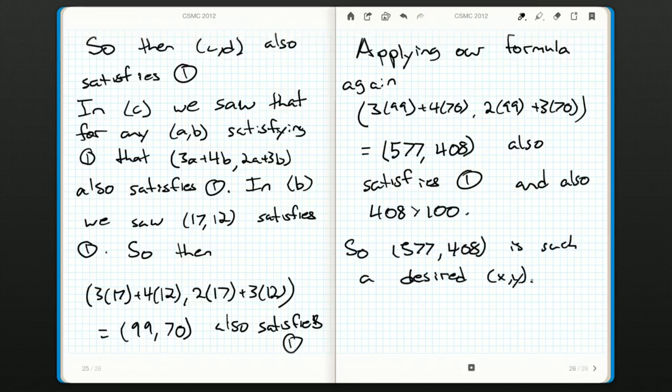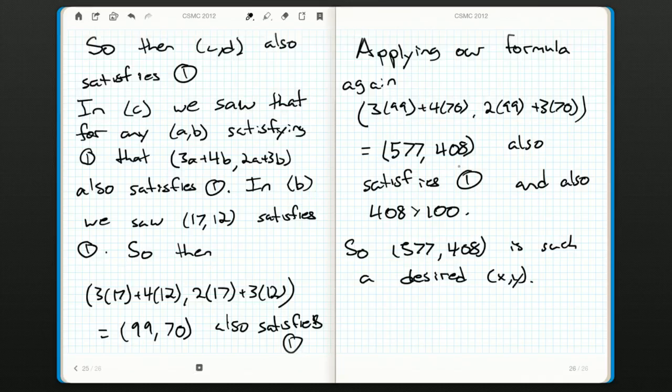Okay? Notice that we explained what we were doing. We saw a formula in part C, and we mentioned that. We mentioned what the formula is, we repeat it, so they know we know what we're talking about. And we took a pair that we already saw, which is from B. We saw in B that 17, 12 satisfies 1. We used that to produce another set of values. Those were too small, so we produced yet another set of values. And those were finally big enough.